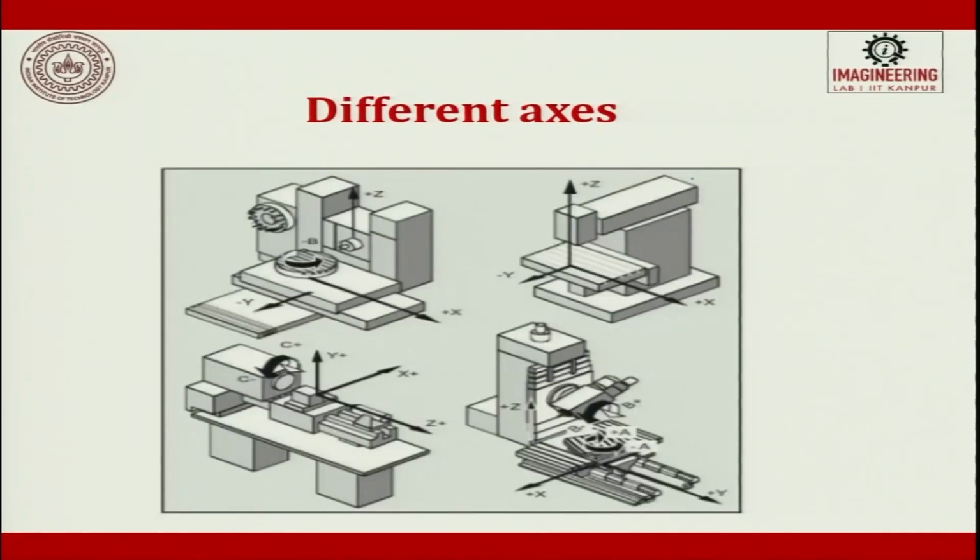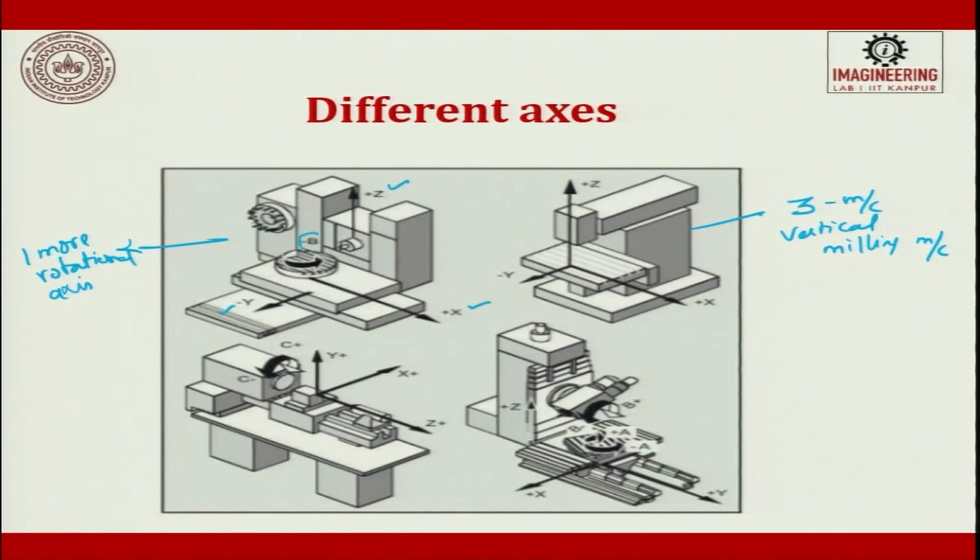So, you can see different axes I have put. So, this is a 3-axis machine, which is a vertical milling machine. Okay. So, here it is the same vertical milling machine, but I have an axis more. One is I have one more rotational axis, right. You have z, x, y, and you also have b.